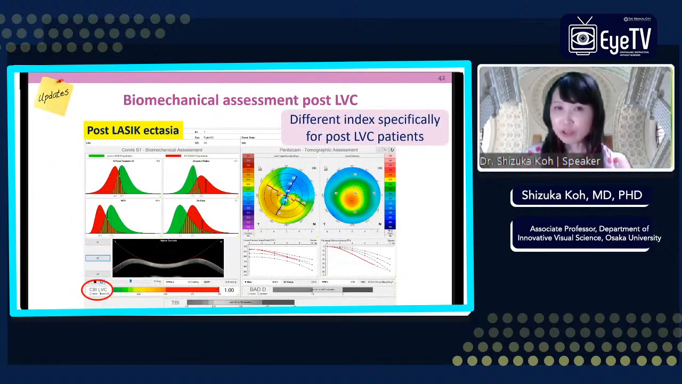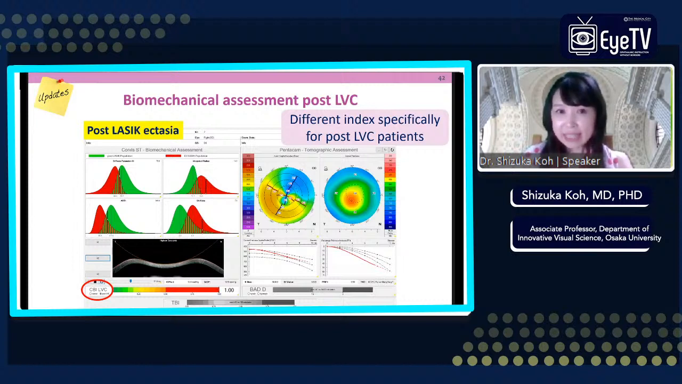Now, Corvis has a new program named CBI post-LVC. It allows an automatic assessment of the post-operative biomechanical stability. It was developed to differentiate between stable eyes after LVC and eyes that develop ectasia after LVC. The software also detects automatically whether the examined patient has a treated cornea. As a final output, the CBI LVC estimates the risk of an ectasia after laser vision correction. Like CBI, it ranges between 0 and 1.